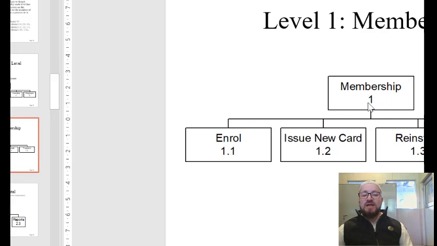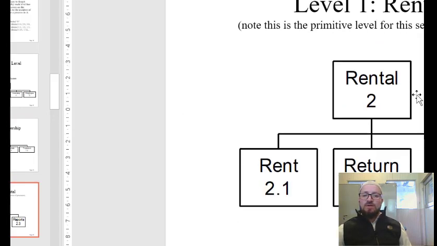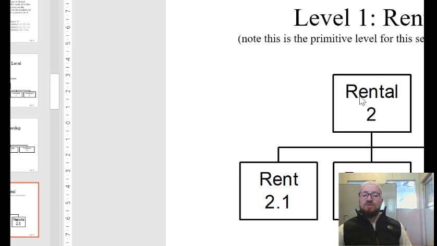We take that single process and divide it into sub processes 1.1, 1.2, but everything has a 1 upfront. 1.1 is a sub process of membership. 1.2 is a sub process of this membership. 1.3 is a sub process, reinstate, transient, and so on. For example, the second was my rental. In my rental, I now have sub processes. 2.1 is rent, return, and report.